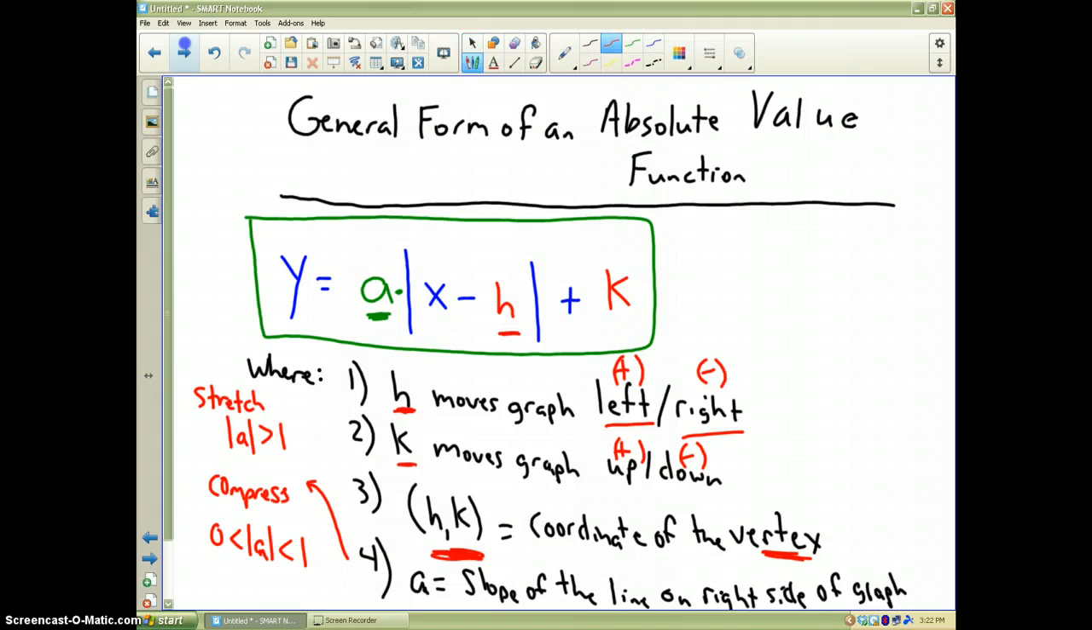The h on the inside and the k on the outside tell you which direction the graph moves, left, right, up, or down, and together they make the coordinate of the vertex. Now, let's practice that information. If you need to pause this screen, please do. Otherwise, I'll do a couple of examples for you.